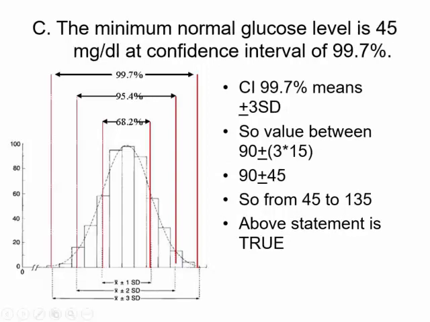C, 45. 45 is here. So it is correct at 99.7. So it is true. So distribution of 99.7, it is true.